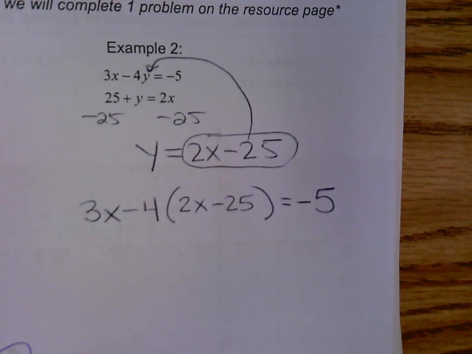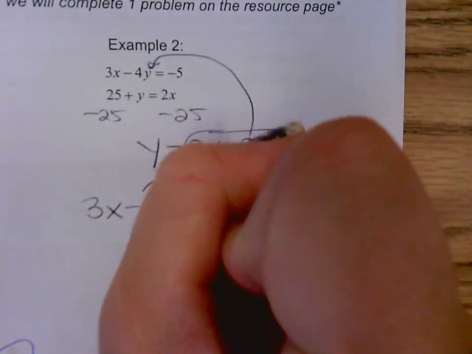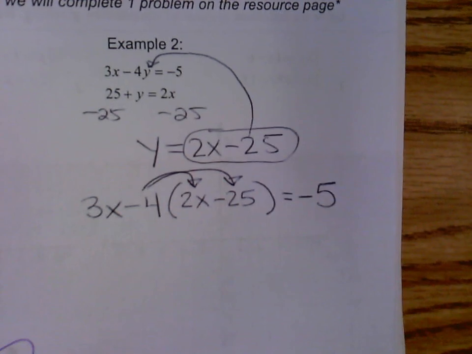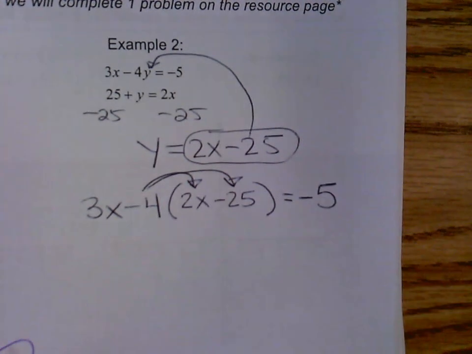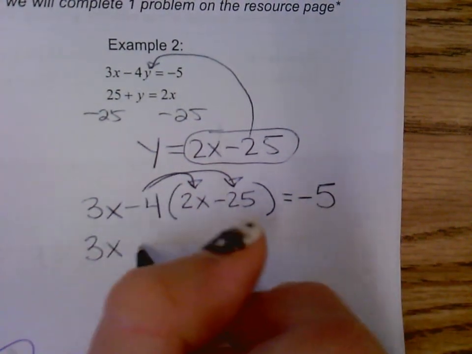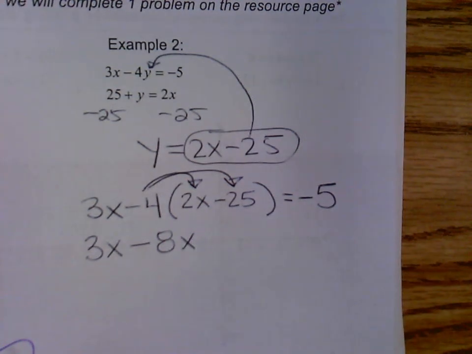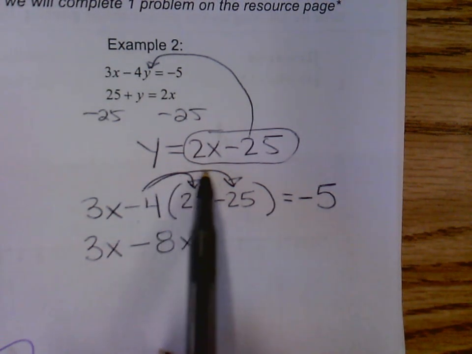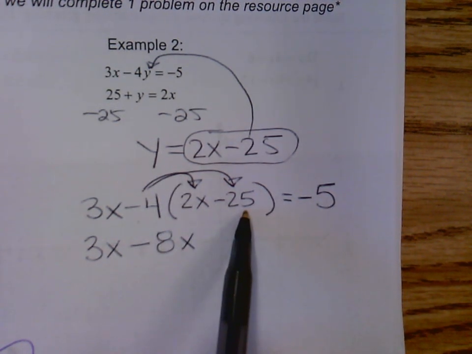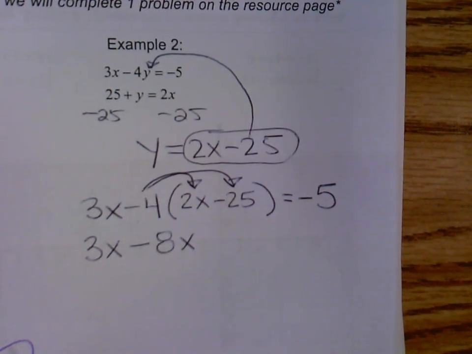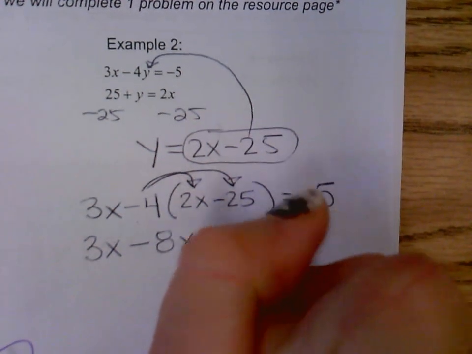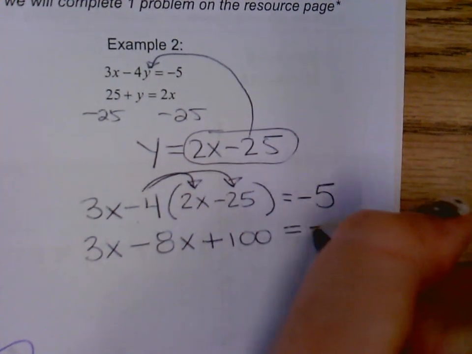All right, so I'm going to distribute this negative 4 into the parenthesis. So let's rewrite it, 3x minus 8x, because I have negative 4 times 2. And now I have to do negative 4 times negative 25. And if you need a calculator, fine, but that's just a positive 100, right? If you have 4 quarters, you've got $1. So plus 100 equals negative 5.